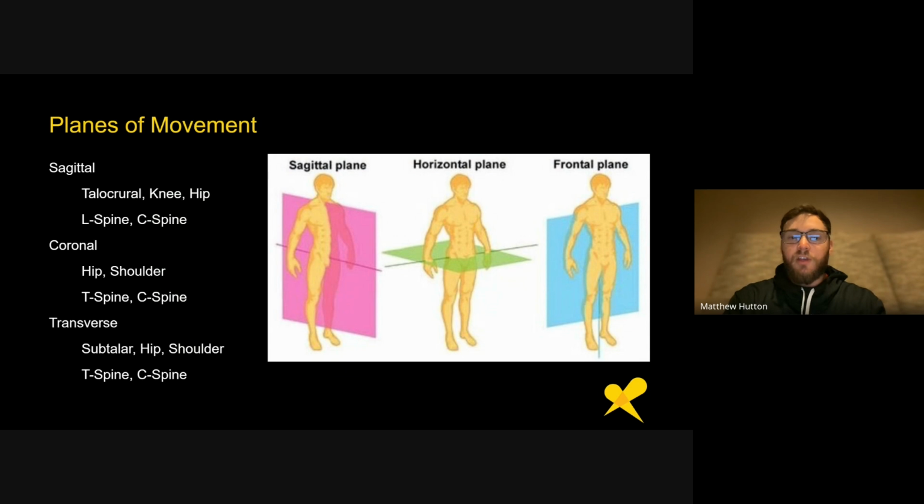A lot of ATs are looking at the sagittal plane, and probably with good reason, because a lot of movement patterns happen in the sagittal plane, whether that's in the gym or in athletic movement where they're running forward, backpedaling, those kinds of things. But I think we overlook the horizontal or transverse plane and the frontal or coronal plane.